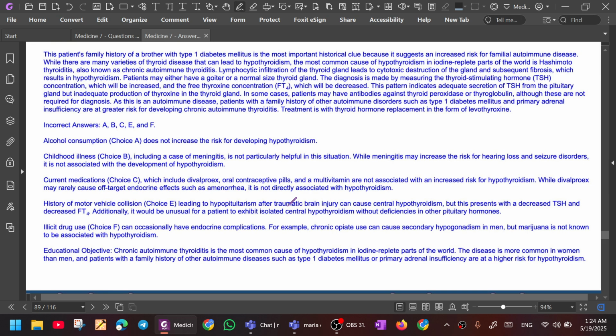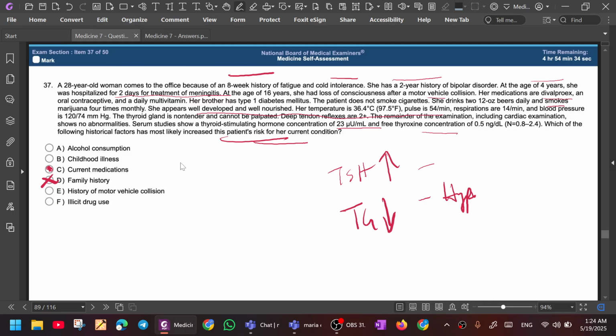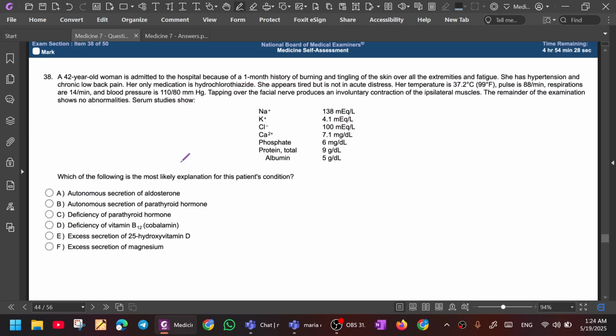Okay. Next. A 42-year-old woman is admitted to the hospital because of a one month history of burning and tingling of the skin over all extremities and fatigue. She has hypertension and chronic low back pain. Only medication is thiazide.